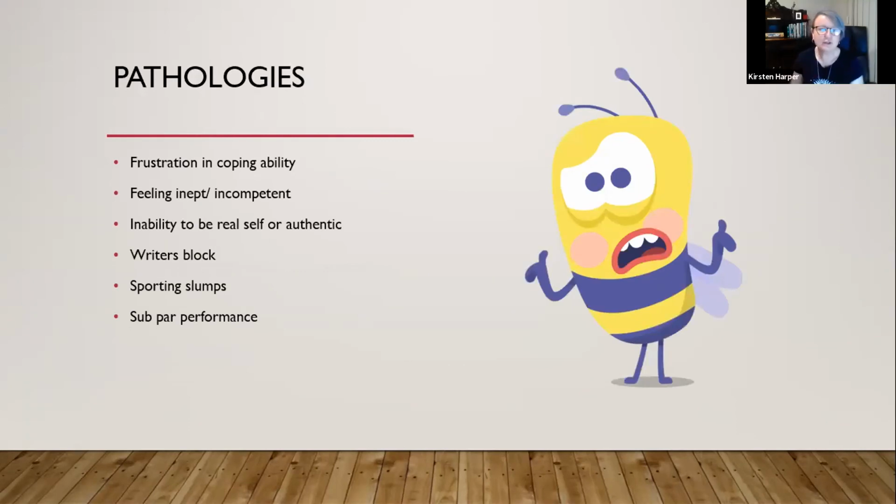So some of the pathologies that come up with dissonant states is that frustration in coping ability, feeling inept or incompetent, inability to be your real self or authentic. Writer's block is one that comes up quite often, sporting slumps, subpar performance. So by using that beautiful action of finding resource, we actually help people to get the right state on board, specifically going through the Vivify specific protocol to actually get that part into the consciousness.